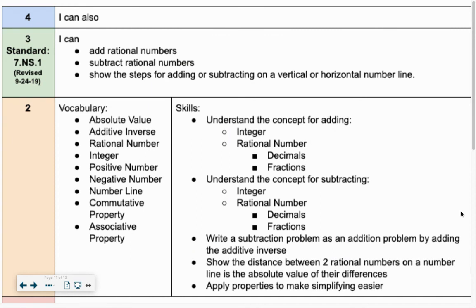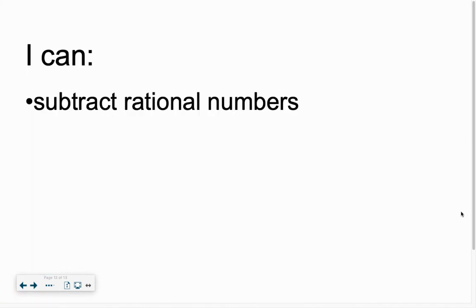Again, we want to be able to subtract rational numbers. That's our goal here with decimals and fractions. As well as you can see 2 different numbers on a number line. Find the distance between 2 rational numbers down here. And it's the absolute value, because it's always, always, always, always positive. Today, you can subtract rational numbers.